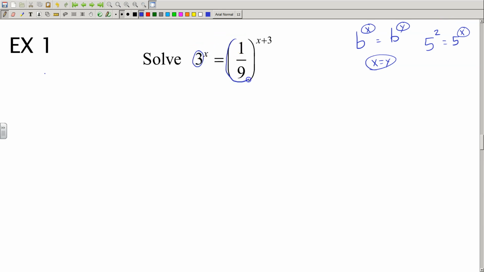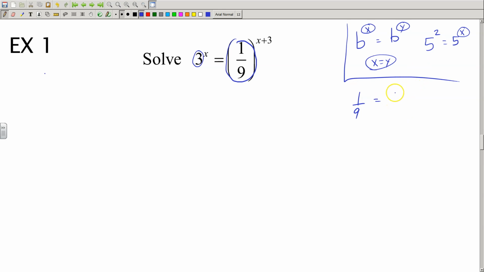Right now they're not the same. One of them's 3, and the other base is 1/9. So can I rewrite one of these bases so that it's like the other one? And the answer is yes, you can do that. In this case, if I have 1/9, how can I write that as a base of 3? Is that possible? And the answer is yes, you can do that.